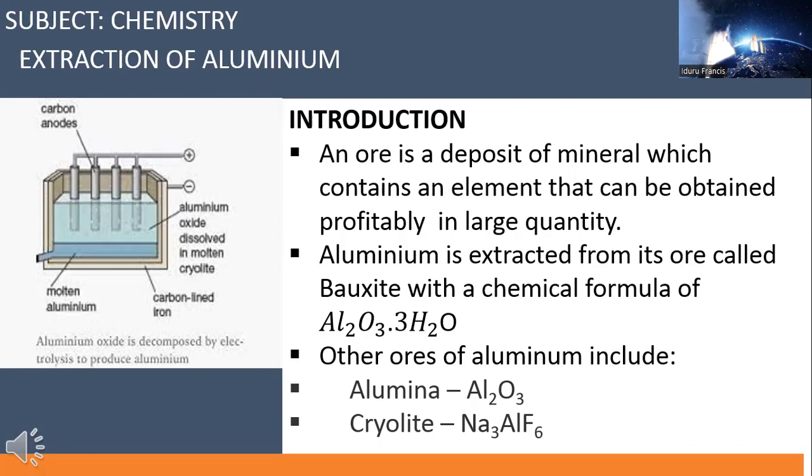Before we leave this slide, I'd like you to know that the diagram on our left-hand side is an electrolytic apparatus for the extraction of aluminum in the industry. And you will see that in the structure, we have a positive charge and a negative charge. The positive charge is the anode, and then the negative charge there represents the cathode.